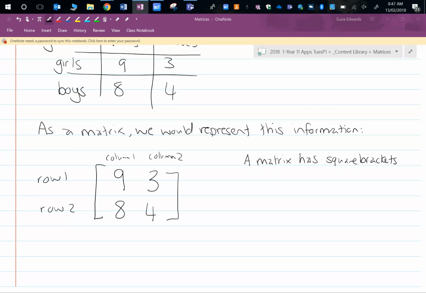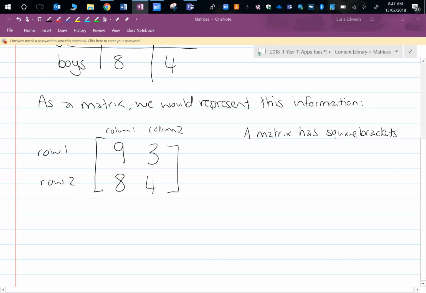Everyone good to there? Okay, so we need to know some new words. So we know matrix, we know rows and columns. The next word we need to know is an element, okay? So one number in a matrix is called an element.